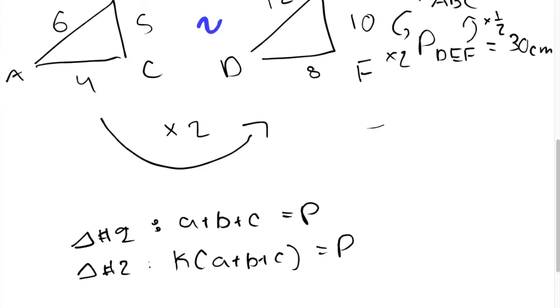So that's the end of the video, guys. I hope you learned something new as to how the area relationship of two similar triangles can be found using both the area and the scale factor, as well as how you can find the perimeter doing the same thing.